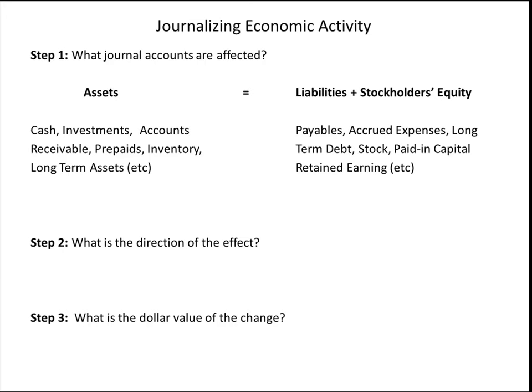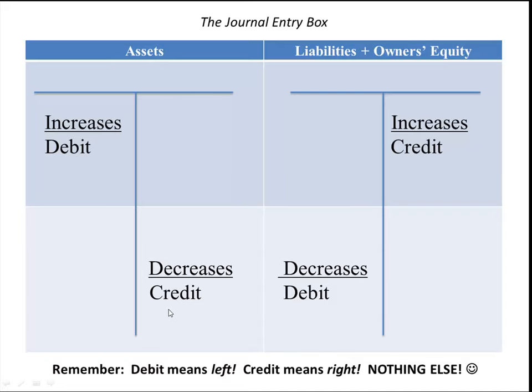So how do we journalize economic activity? Well, steps 1, 2, and 3 are part of the interpretation, and this is what we just did. We identify which particular accounts need to be adjusted. Perhaps our cash has gone up or down, or perhaps our payables have gone up or down. We know what direction they are, and we calculate the dollar value of the change. Most of the time it's obvious. Sometimes it takes a little work, but most of the time it's really not that difficult to do steps 1, 2, and 3. This then, of course, brings us to our friend the journal entry box.